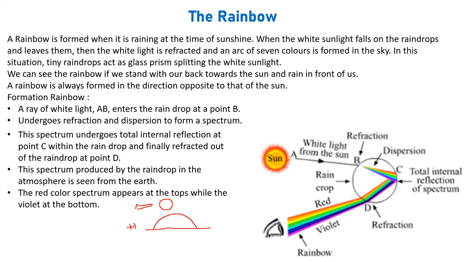These are all phenomena you usually see in your life, but we don't know the scientific reason behind all this, and these phenomena are really interesting. And now if you see the spectrum, okay, the red color in the rainbow, the red color spectrum appears at the top because it is deviated less. The red color spectrum appears at the top while the violet at the bottom. This is a very important question, can be asked for 1 mark in case of rainbow, and this diagram is very important.